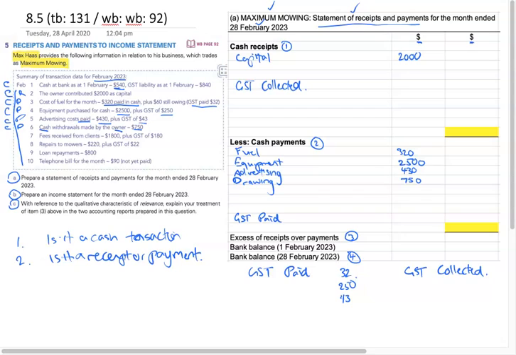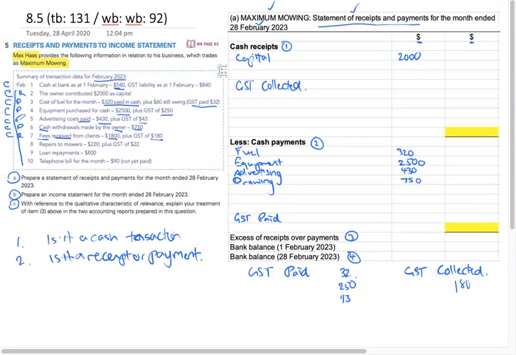What do you also notice about this one? No GST. We have also now looked at the number 7. We've received fees. So we've got a receipt of $1,800. And we've also received $180 of GST. So it is a cash receipt. We've collected $180, so we'll keep a running tally there.